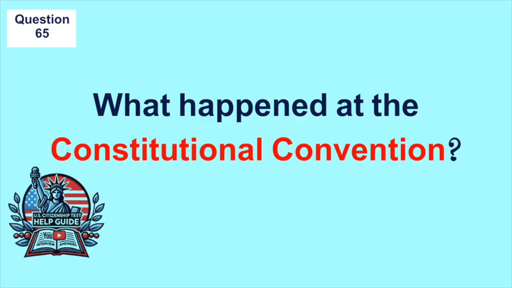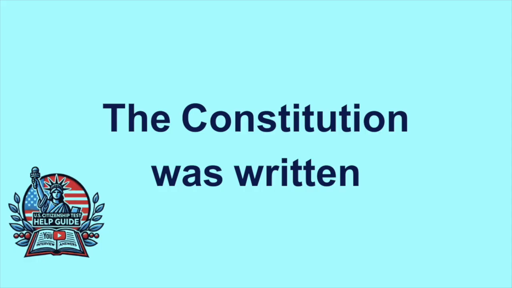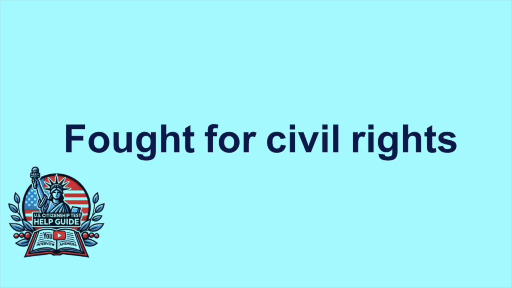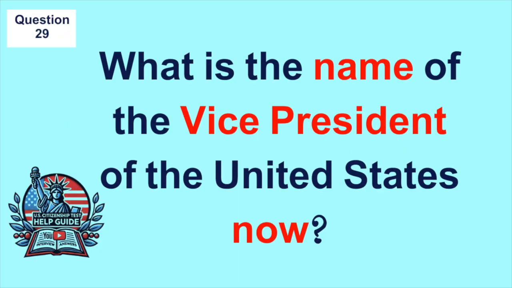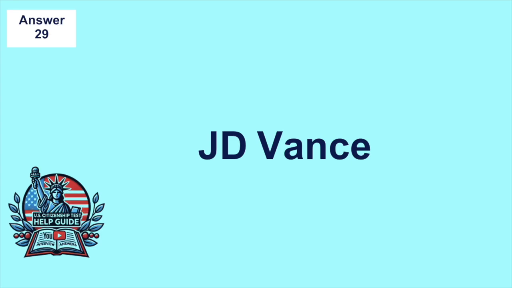What happened at the Constitutional Convention? The Constitution was written. What did Martin Luther King Jr. do? Fought for civil rights. What is the name of the Vice President of the United States now? J.D. Vance.